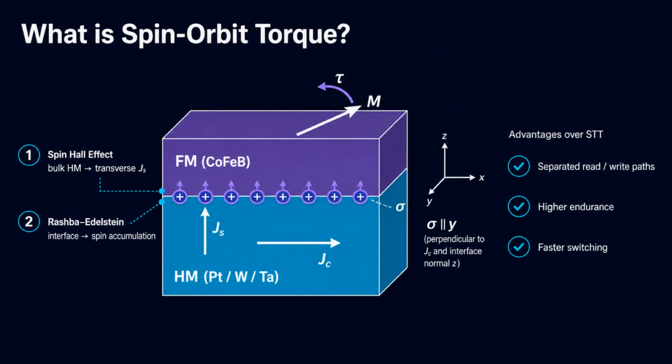Spin-orbit torque arises in heavy metal ferromagnet bilayers. When in-plane current flows through the heavy metal, two mechanisms generate spin accumulation. The bulk spin-Hall effect creates perpendicular spin current. The interfacial Rashba-Edelstein effect creates spin accumulation at the interface. Both contribute to torque on the magnetic layer's magnetization, enabling current-controlled switching.